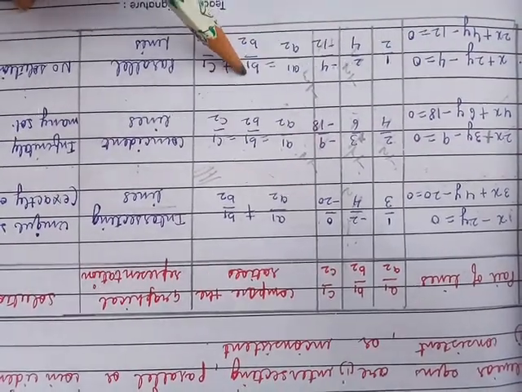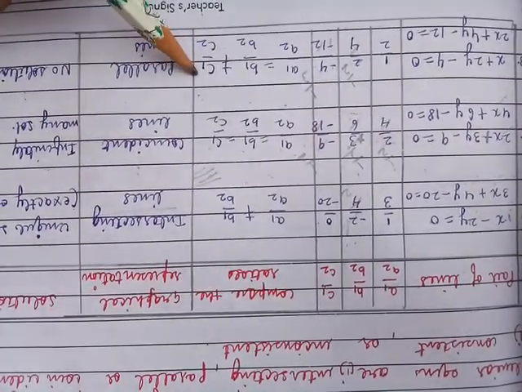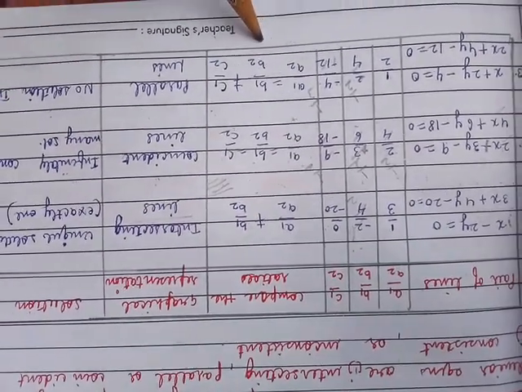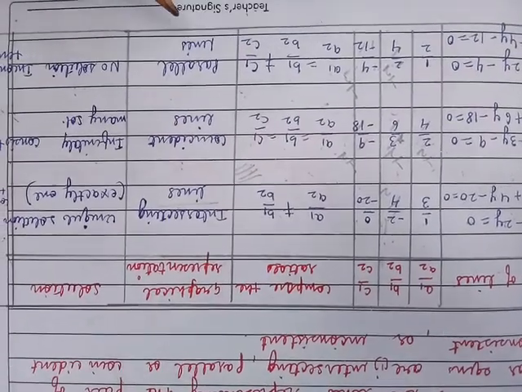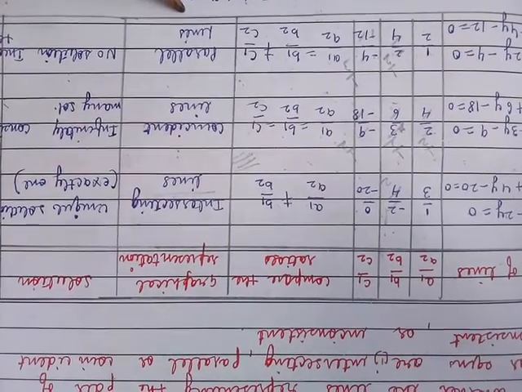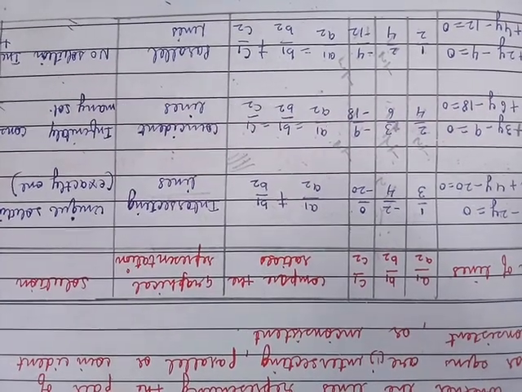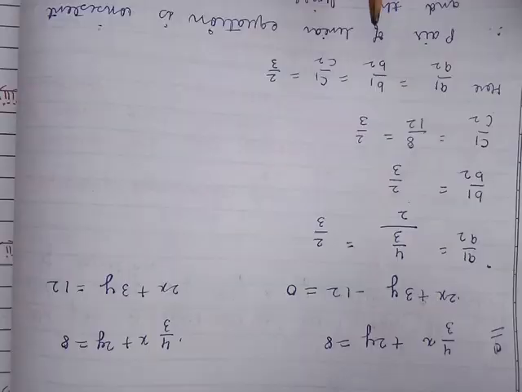So A1 upon A2 and B1 upon B2 are both 1 by 2, but C1 upon C2 is 1 by 3. It means A1 upon A2 and B1 upon B2 are equal, but C1 upon C2 is not equal. So if A1 upon A2 is equal to B1 upon B2 is not equal to C1 upon C2, then the lines are parallel. If lines are parallel, then no solution. If no solution, then the pair of equations will be inconsistent.